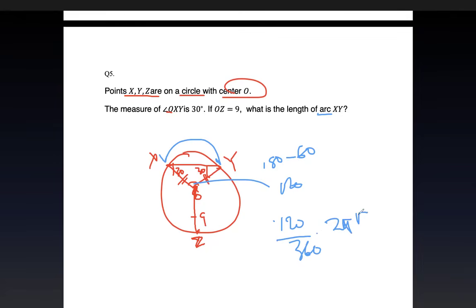circumference of the circle, right? This goes here 1, this goes here 3. But the circumference, the radius is 9. Therefore, this goes here 3. So the answer is 6 pi. Straightforward. 5 hard question, model 2.